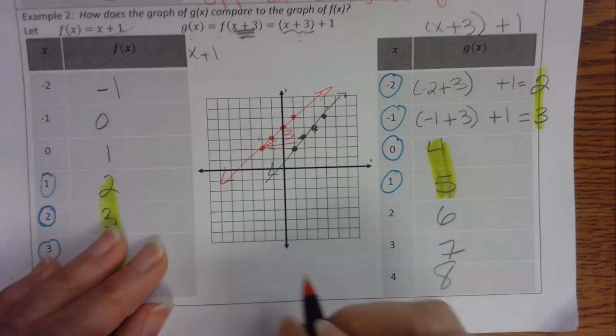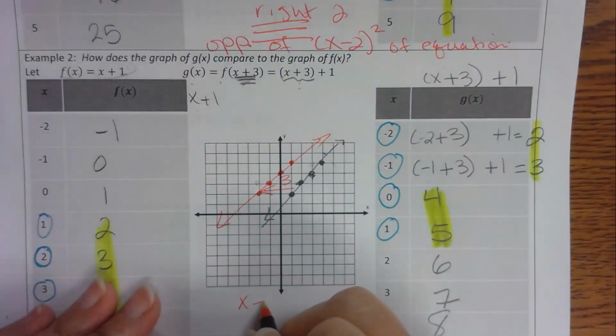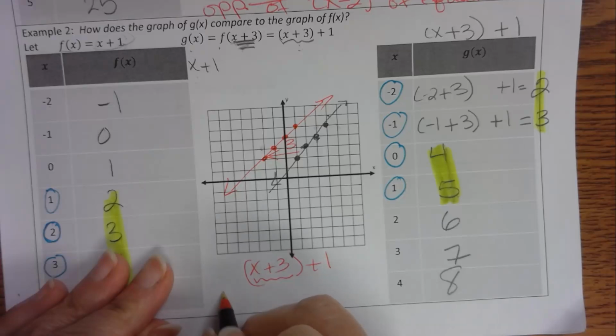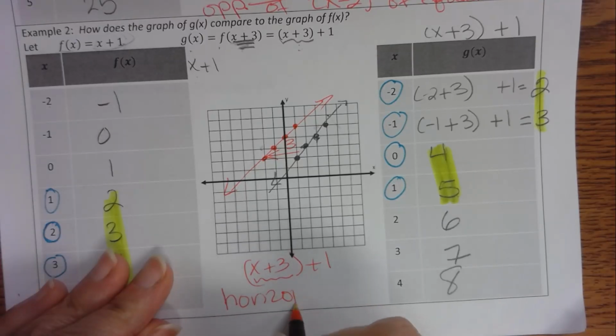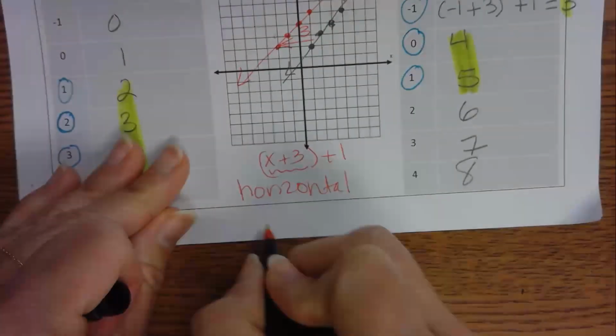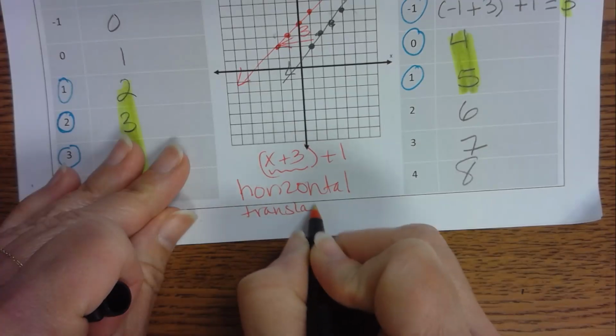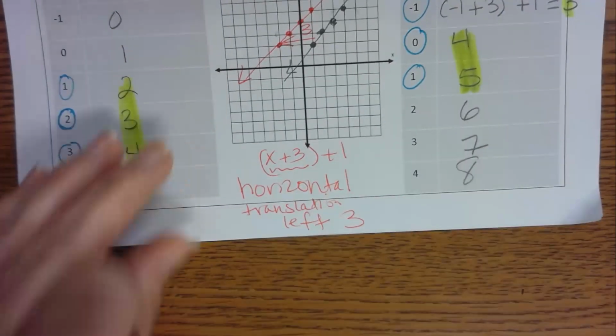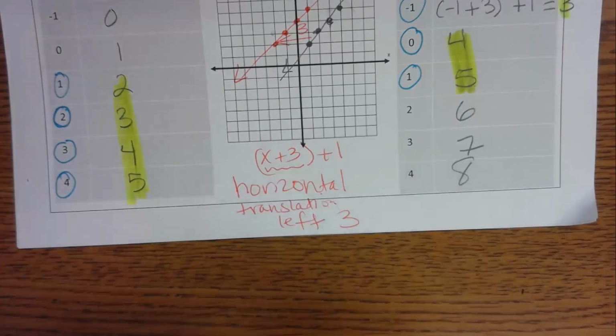Okay, so the x plus 3 plus 1, that inside caused a horizontal translation left 3. Okay, left 3.